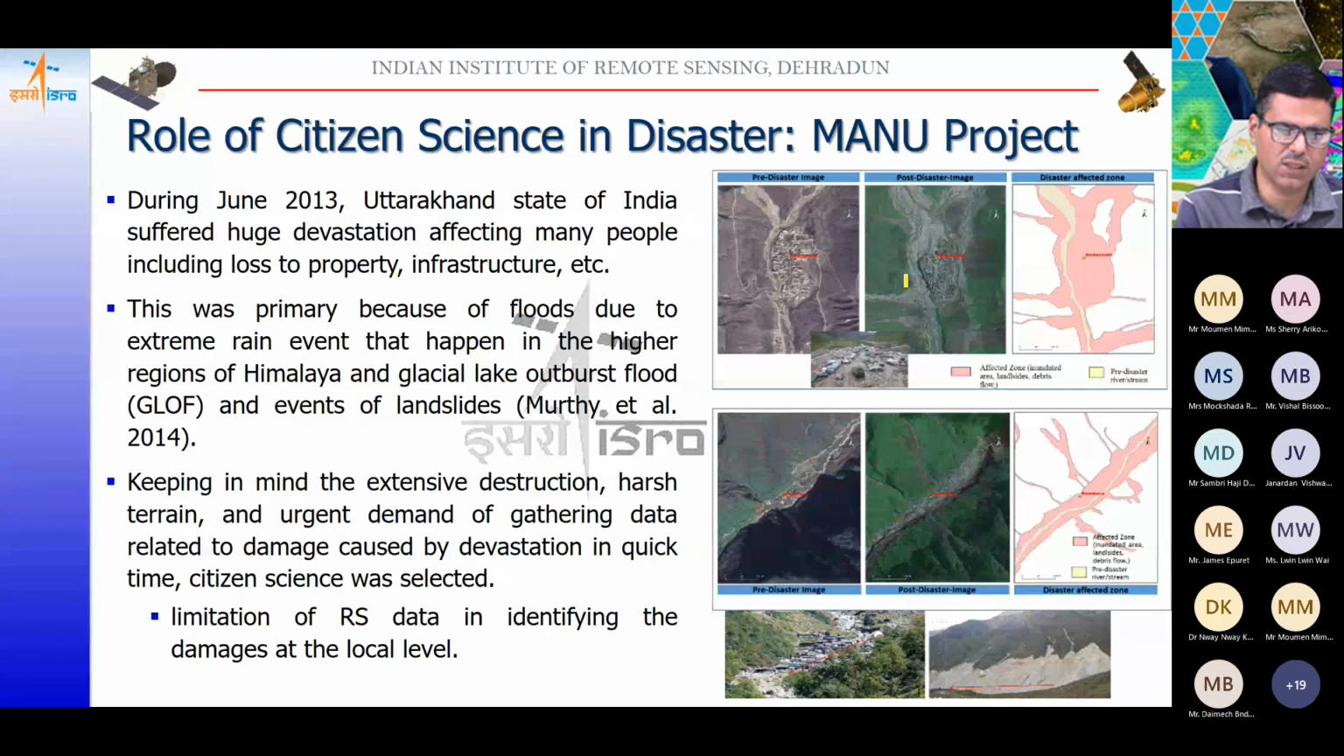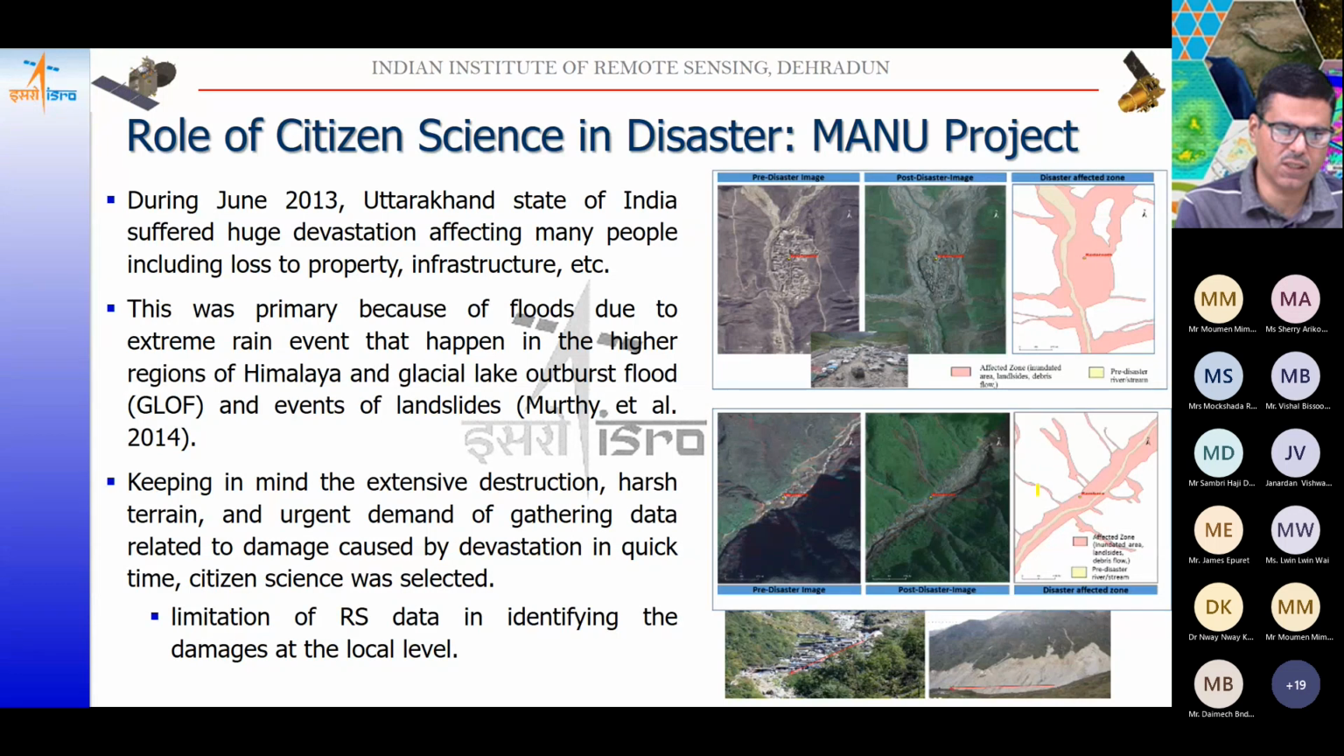As you can see in the pre and post images, the complete devastation can be observed. Similarly, this is some other region, Rambara. You can see the pre and post images, where due to the rushing of the water along with the boulders, the complete area was destroyed.